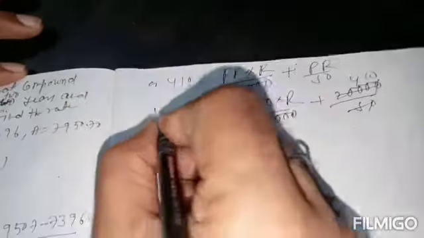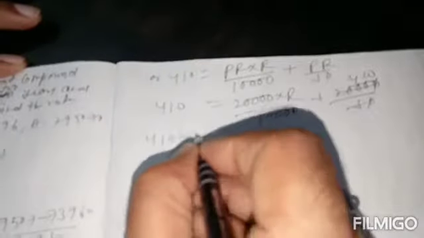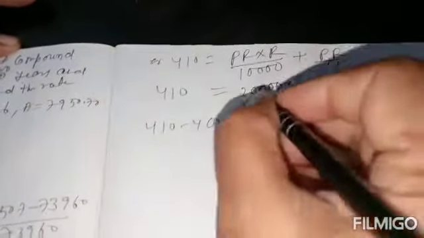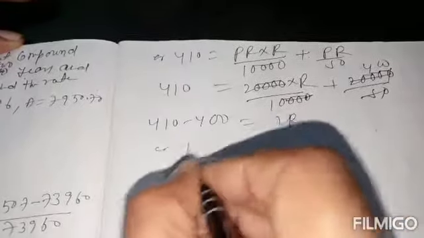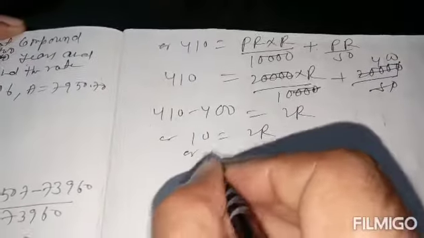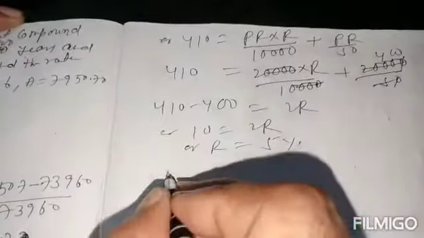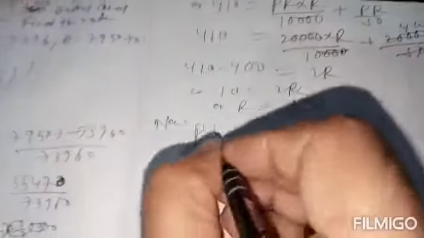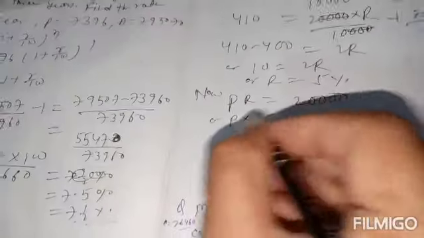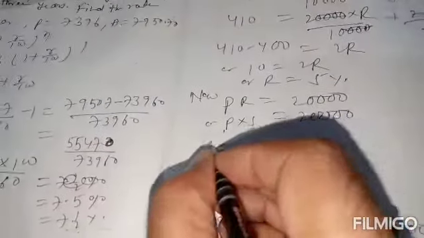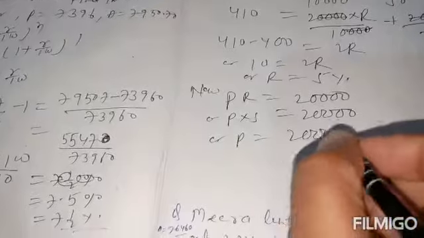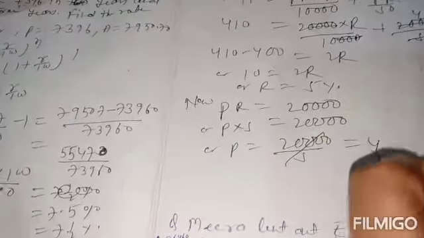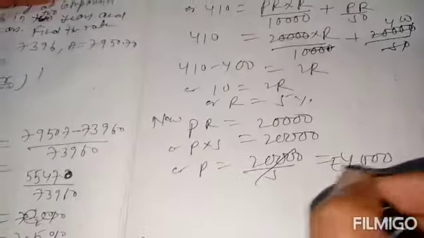So 410 minus 400 is equal to 2R, or 10 is equal to 2R, so R is 5%. Now PR is equal to 20,000, so P into 5 is equal to 20,000, or P is equal to 20,000 by 5, which means 4,000 rupees.